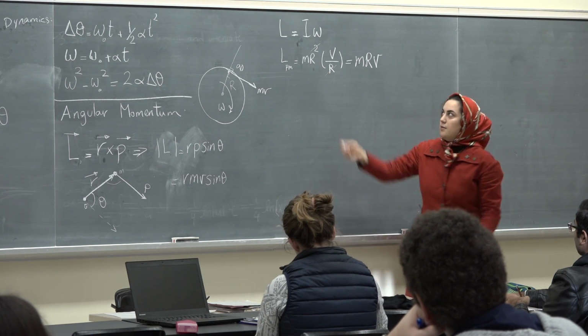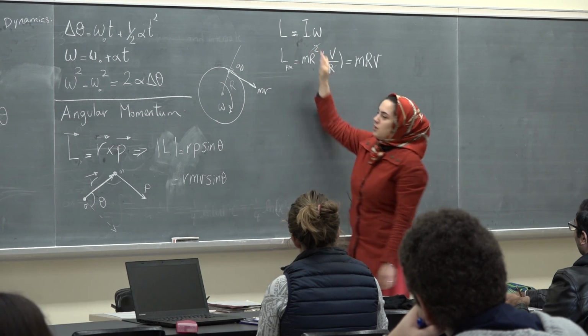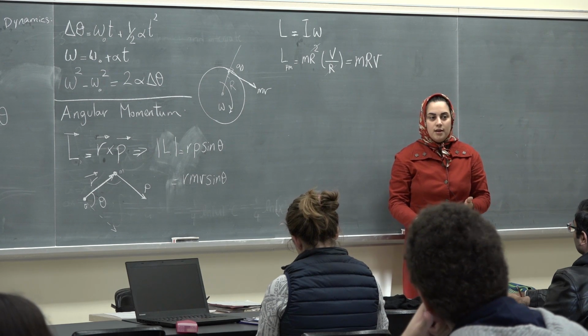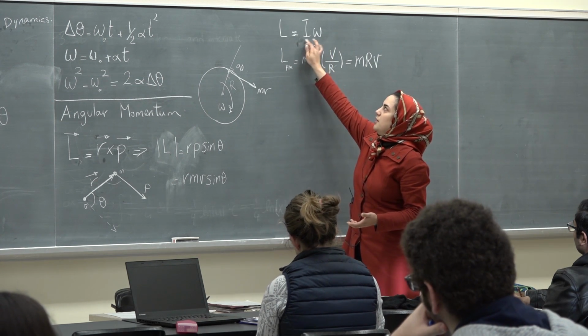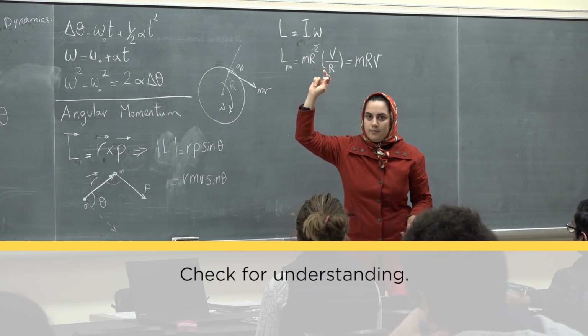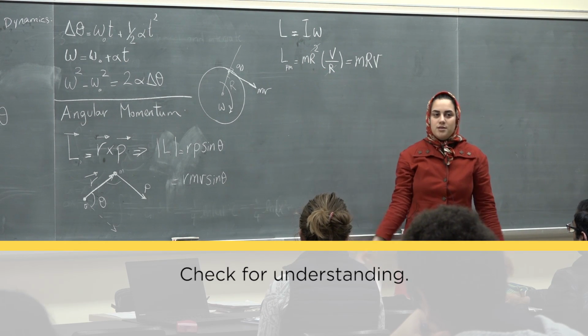But this is where moment of inertia comes into account. If it's not a point mass, if it's a complex object, then you can use the moment of inertia here to find the angular momentum. Okay? Any questions about this?